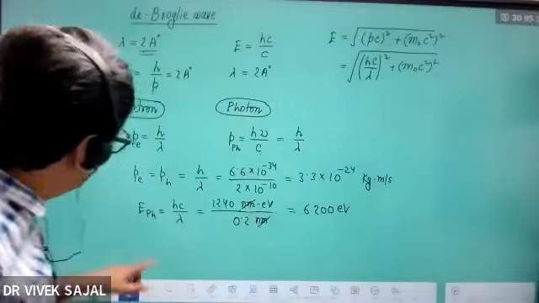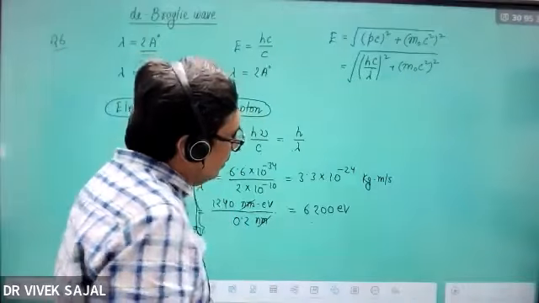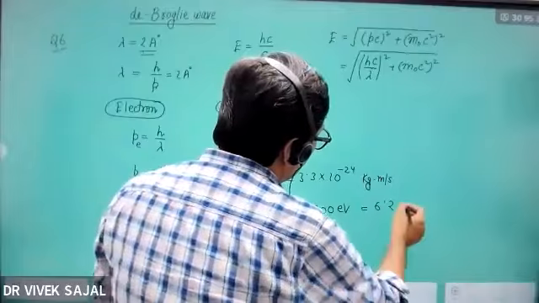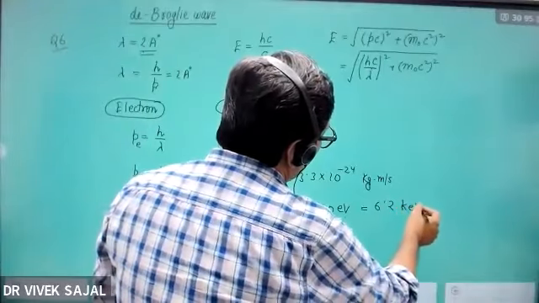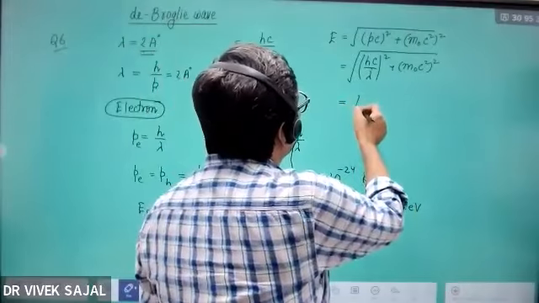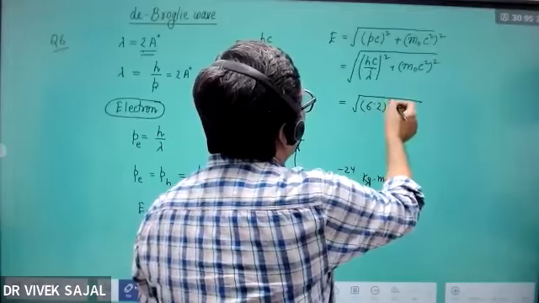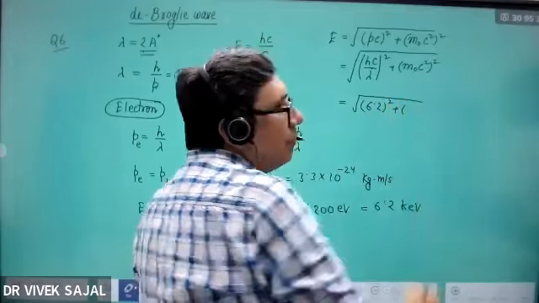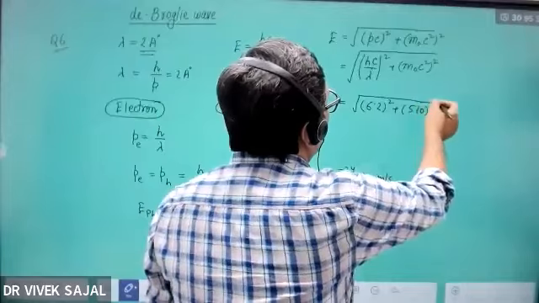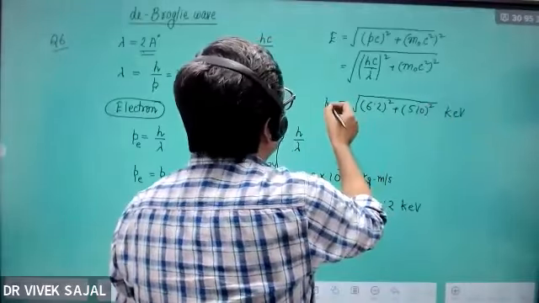What is this hc upon lambda? You have calculated it here. If I convert this into keV, this will be 6.2 keV. So here you can write 6.2 square plus this will be 0.51 MeV or 510 keV, 510 keV square.